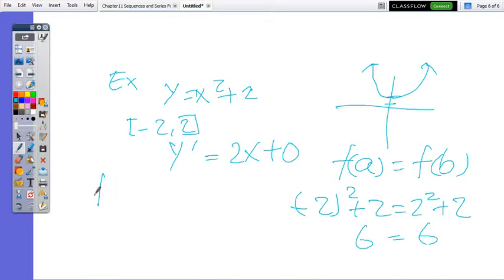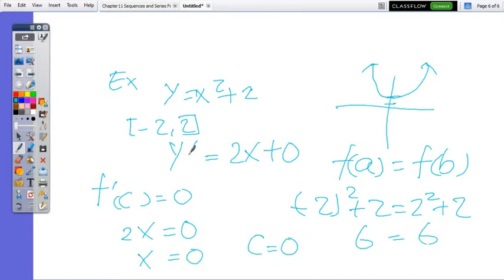For Rolle's theorem, it's showing that f prime of c has a 0. So what happens if we take the derivative? We just get 2x equals 0, and then we solve for x. So x equals 0. So that means c is what? It's 0, right between negative 2 and 2.